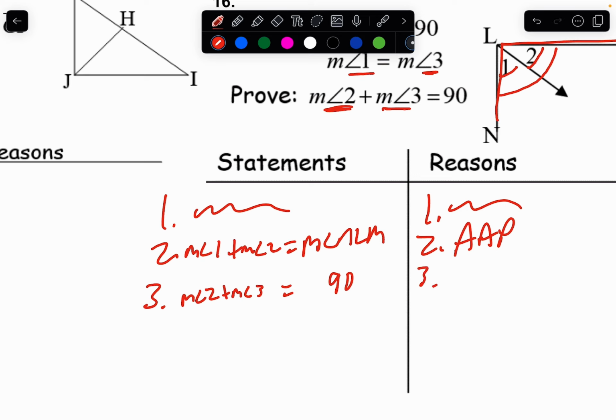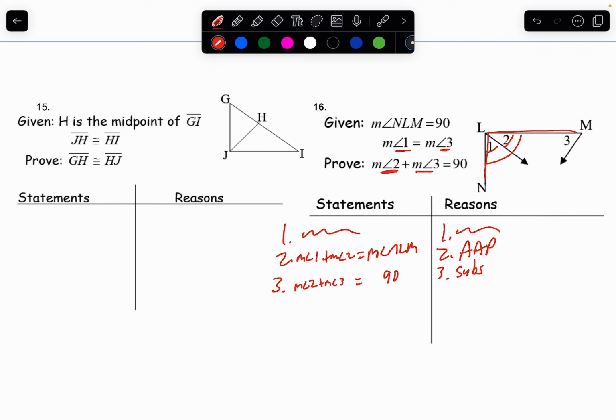I don't expect you to say that or do that. Okay. But what did we do? We removed angle 1, we replaced it with angle 3. We removed NLM, we replaced it for 90. That is substitution, and that's the whole proof right there. That is done. But if you don't have this line, if you go straight to this and you say substitution, what did you plug into? What did you substitute? Nothing. That's the answer. You got to have this equation to actually plug into.